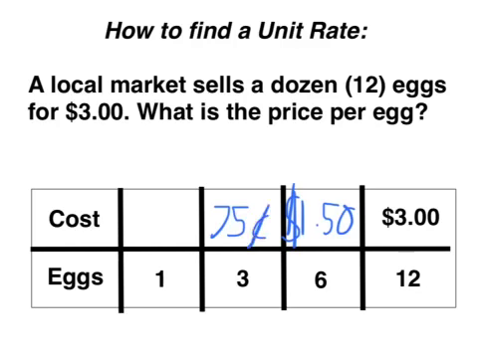And then I needed to divide by 3 to get from 3 eggs down to 1. And so, if 75 cents buys you 3 eggs, then a third of that, 25 cents, will buy you 1 egg. So that's our answer, 25 cents is the price per egg.